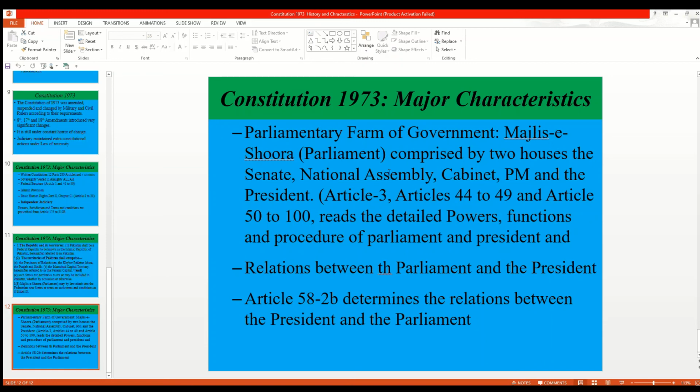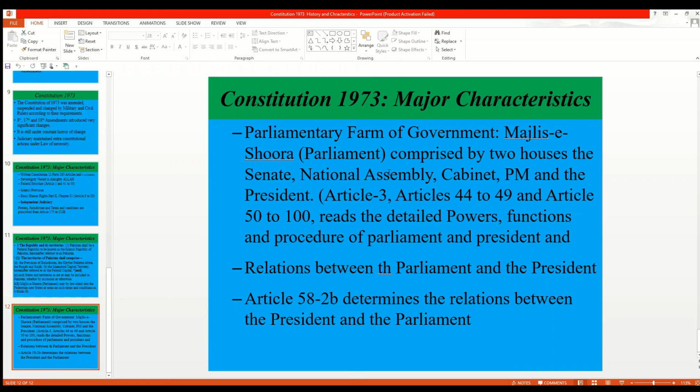The next very important aspect of this Constitution is the parliamentary form of government. Majlis-e-Shura, the Parliament, is comprised of two houses, the Senate and the National Assembly, along with the Cabinet, Prime Minister and the President. Article 3, Articles 44 to 49 and Articles 50 to 100 lay out the detailed powers, functions and procedure of Parliament and President. This also discusses the relations between the Parliament and the President.